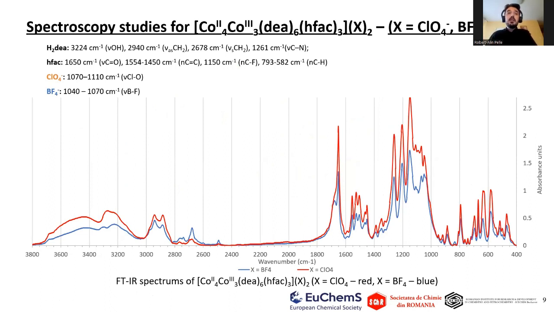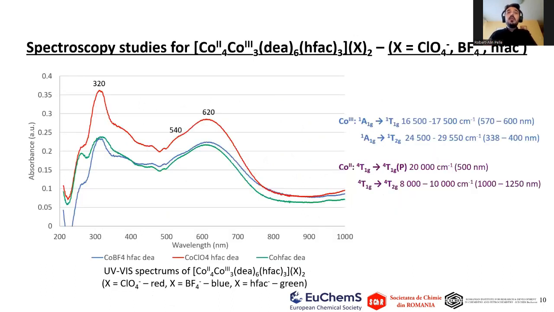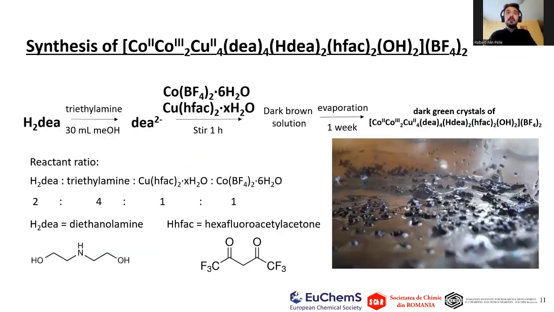To confirm that we have the lattice anions, we performed the infrared studies, and as we can see here, there is a difference in the signal around 1,000 centimeters to the minus 1, which confirms the presence of the perchlorate and the tetrafluoroborate in these two compounds. For all first three complexes, we have here the UV spectrum to confirm the presence of the metal ions in their respective geometries and oxidation states. And as we can see, they are very similar because we have the same metal ions in the same geometries, in the same oxidation states.